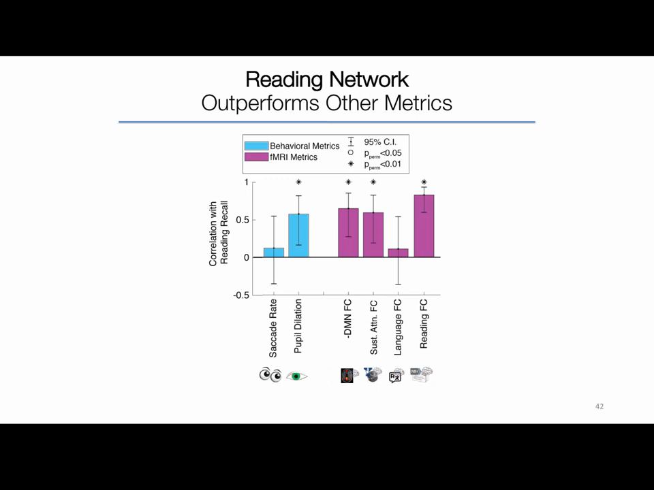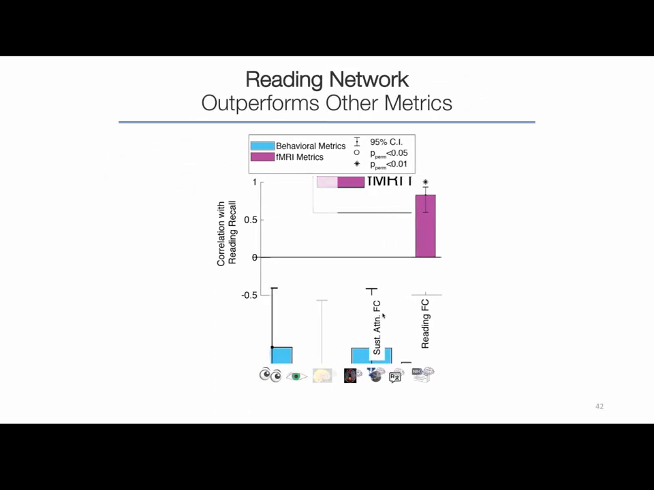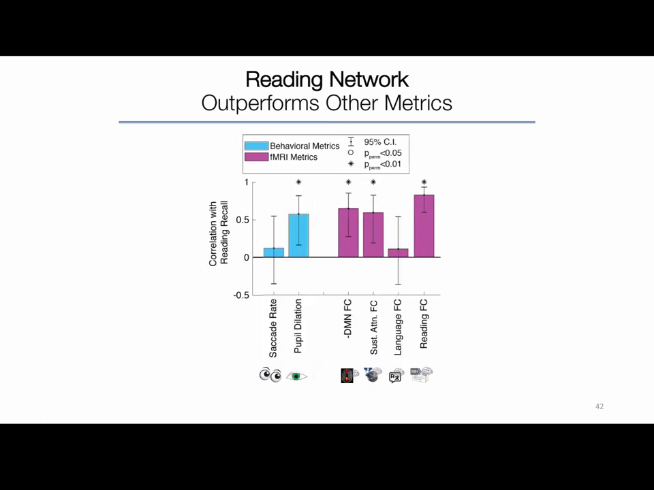And so we tried to use each of these to predict how well the subject was going to do. We also used the sustained attention network that we talked about before. That's the one that showed up in the Ritalin study. And we find, if I can go back just a second, we find that the reading network we've defined outperforms all of these others. But some of these more general metrics, like the default mode network and the sustained attention network, and even pupil dilation, do a decent job of predicting how well someone's going to perform in the scanner.